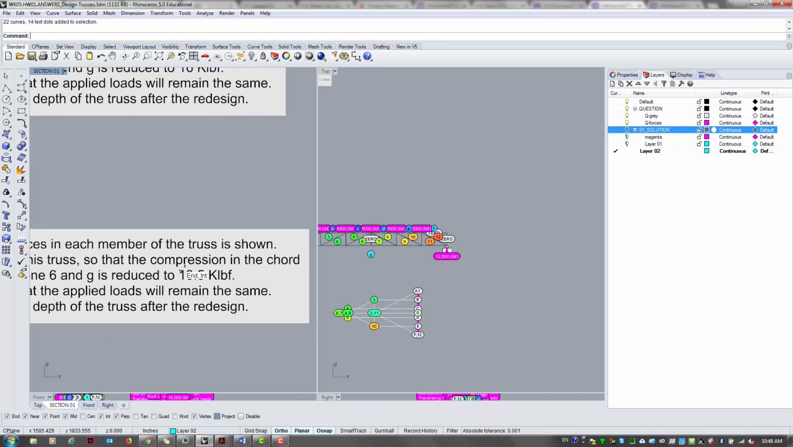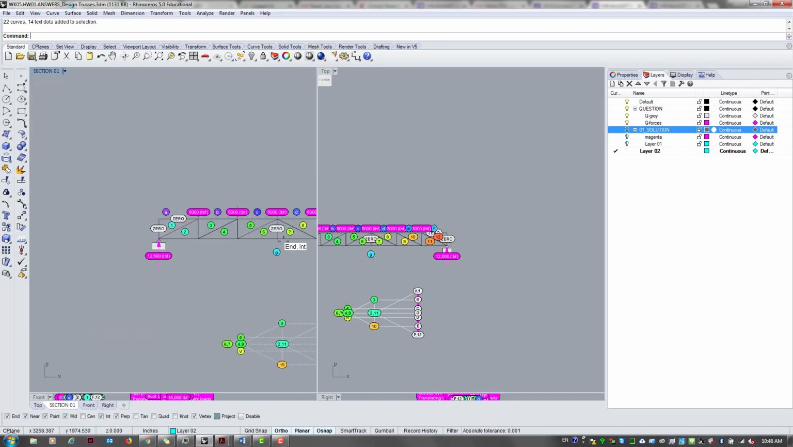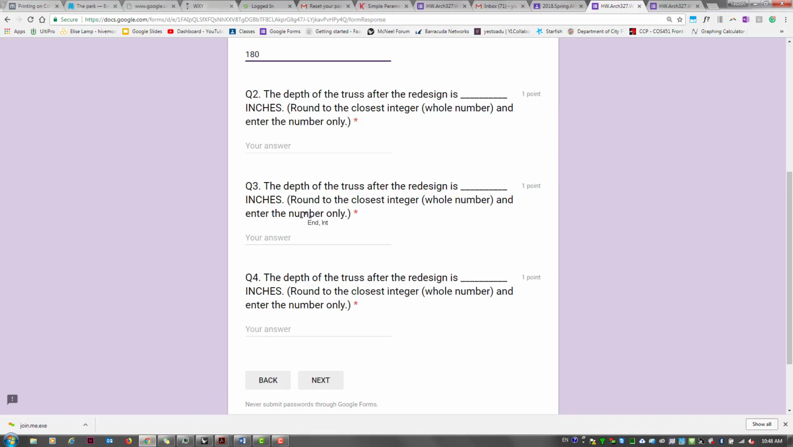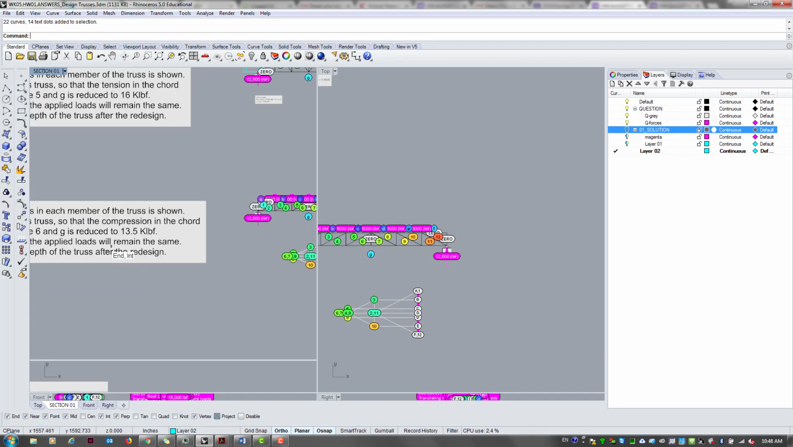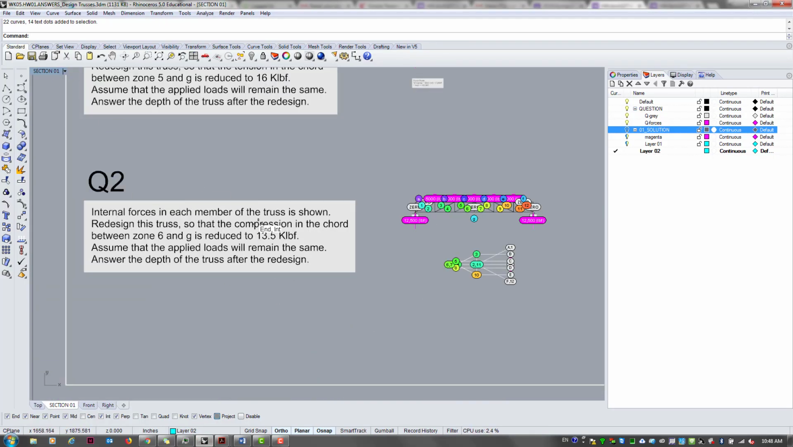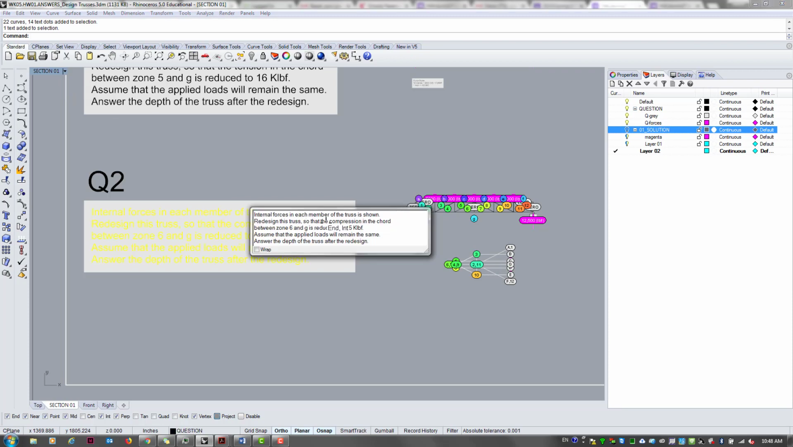G. No, that sounds wrong. 6 and G, that's a tension, right? Yeah, so sorry, I wrote it wrong. Okay, so the question, there's a minor mistake in here, so that the tension in the cord.